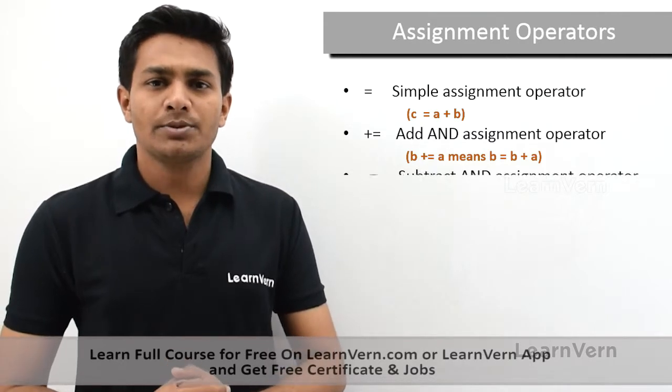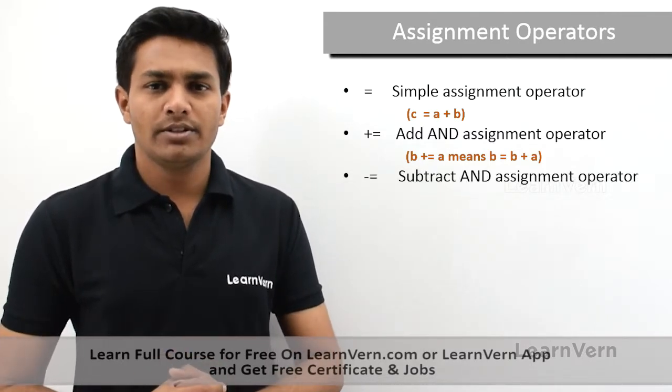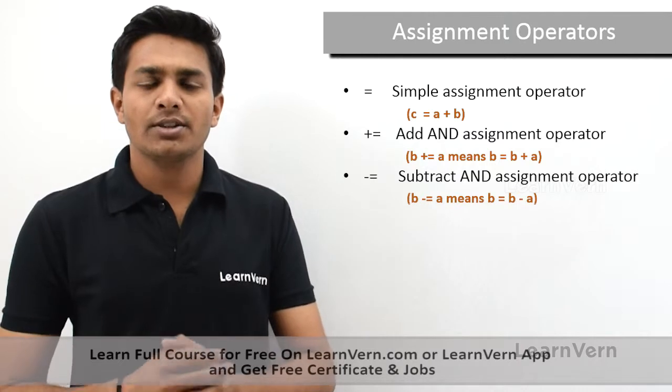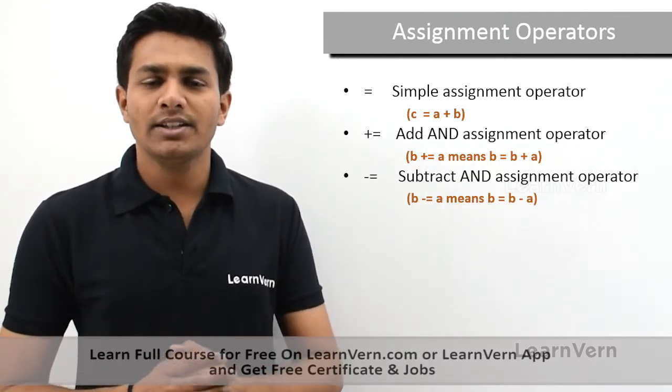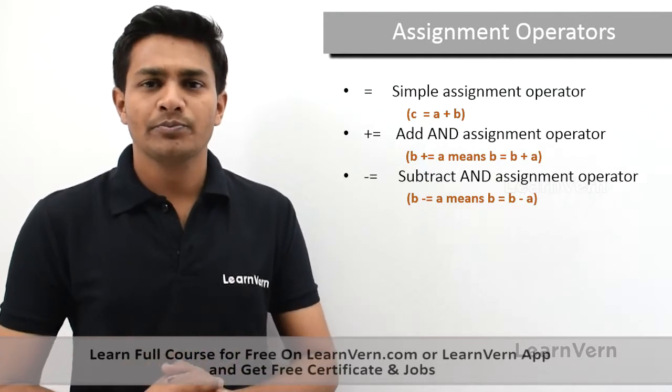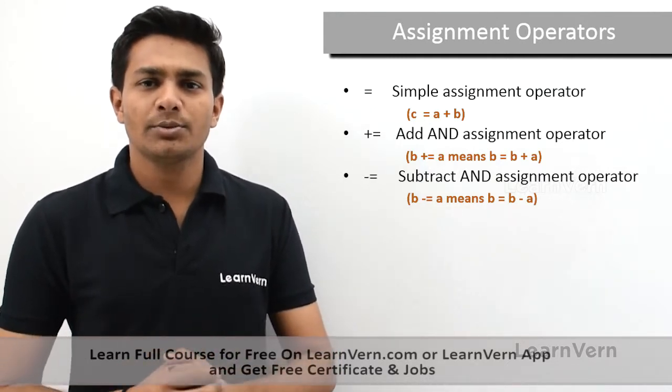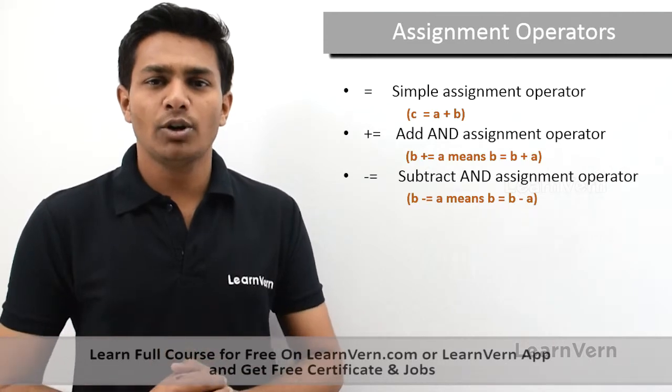Third is the subtract and assignment operator. When we want to subtract some value from two values and want to assign the same value to operand b, in this case we will use the subtract and assignment operator.